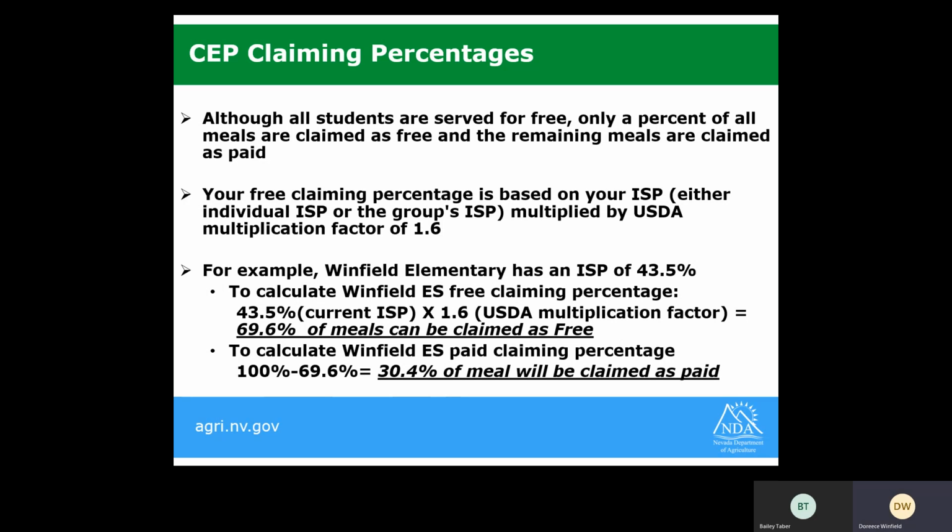To calculate Winfield Elementary School's free claiming percentage, you take the 43.5%, which is their current ISP, multiplied by 1.6, which is the USDA multiplication factor, which equals 69.6% of meals that can be claimed as free. To calculate Winfield Elementary School's paid claiming percentage, you take 100% minus 69.6%, which equals 30.4% of meals that will be claimed as paid.